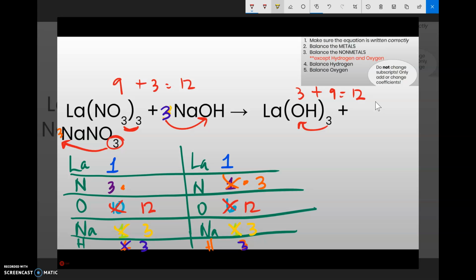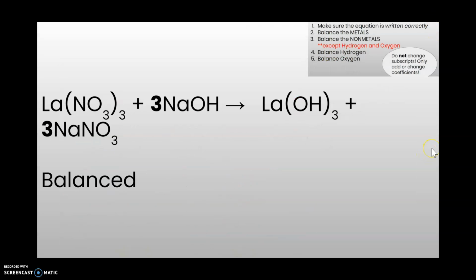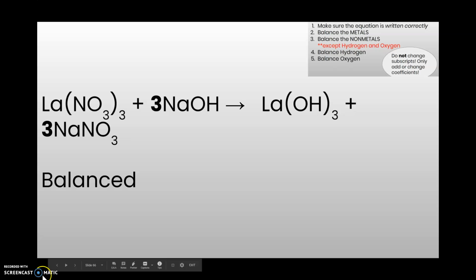So now we have a balanced chemical equation, and here's what it looks like all nice and clean. We've got a 3 in front of the sodium hydroxide and a 3 in front of the sodium nitrate, and everything is balanced. Okay, let's do another one.